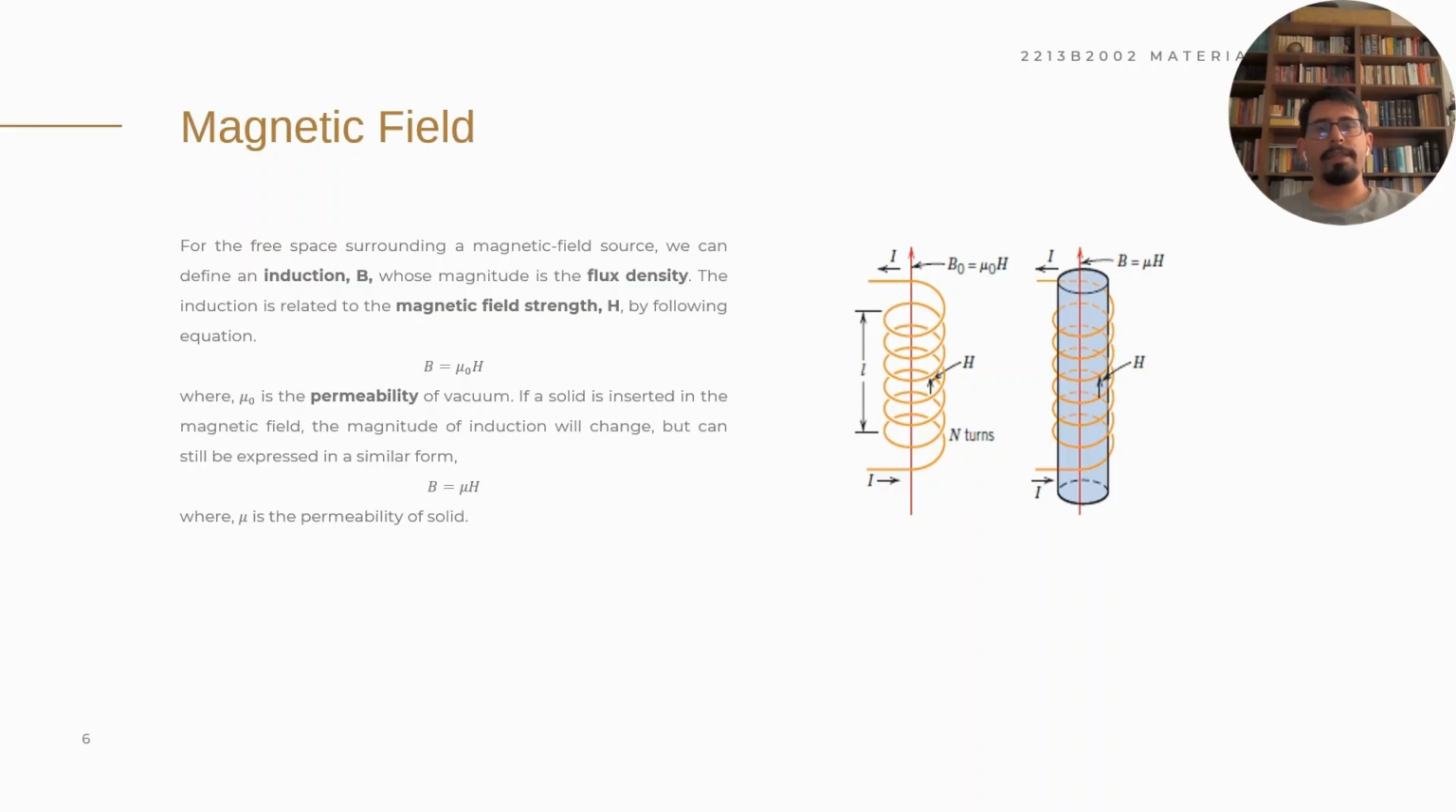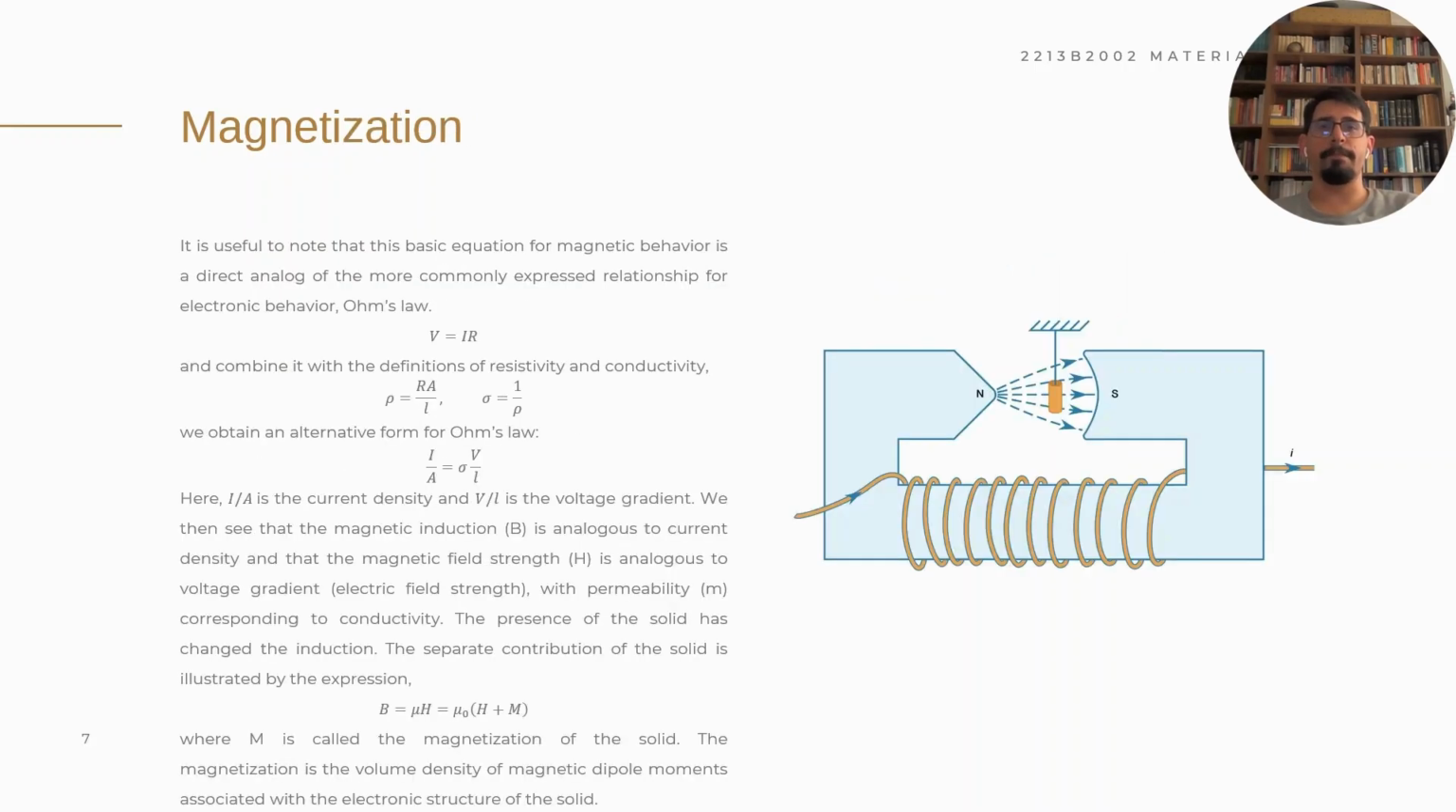Now, if we place a solid material inside that magnetic field, say a piece of iron, things change. The new relationship becomes B equals mu H, where mu is the permeability of the solid material. The image shows two cases side by side, one in air and the other with a magnetic core inside the coil, and how this core boosts the field strength due to its material's high permeability.